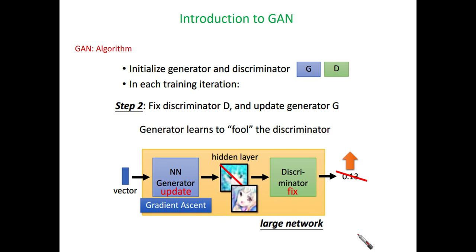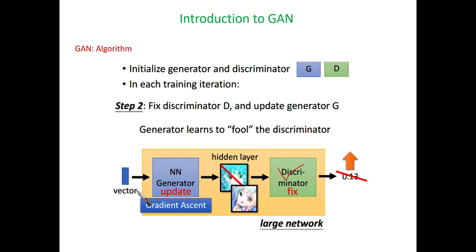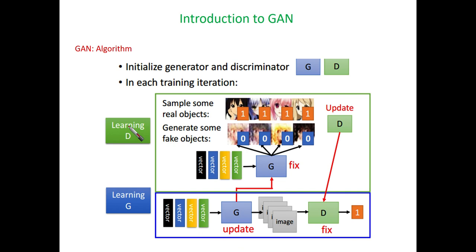So this is step two. In step one, you fix your generator and update your discriminator. In step two, fix your discriminator and update your generator. Basically this goes together, right? The first step is learning the discriminator while the generator is fixed, and step two is learning the generator while the discriminator is fixed. Getting the feedback, they learn from each other. The discriminator learns, and the generator also learns from the discriminator, trying to fool it, and these iterations go on multiple times. If we see the entire process together, it looks like this, okay?